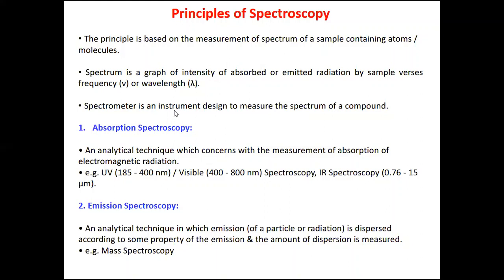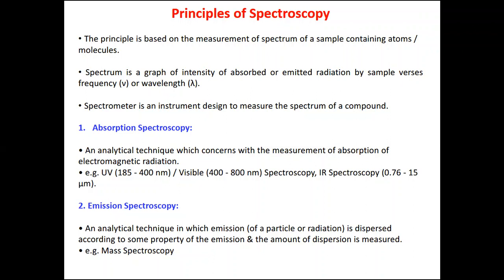As far as spectroscopy is concerned, there are two main types: one is absorption and the second is emission. Absorption spectroscopy is an analytical technique in which we measure the absorption of electromagnetic radiation, that is, how much electromagnetic radiation our sample absorbs. For example, in UV spectroscopy, absorption is from 185 to 400 nanometers. For visible, it is 400 to 800 nanometers. Similarly, in IR spectra, it is 0.76 to 15 micrometers.